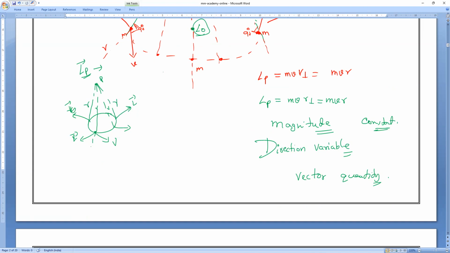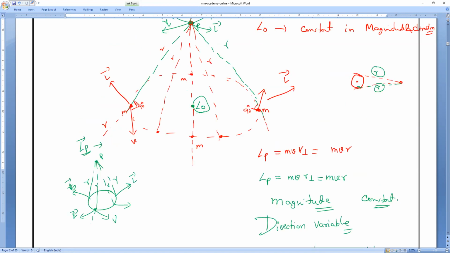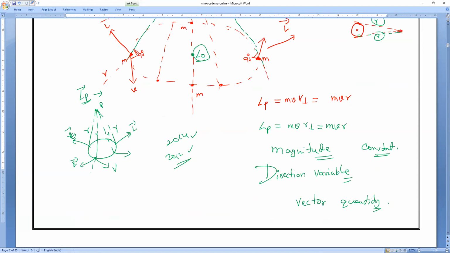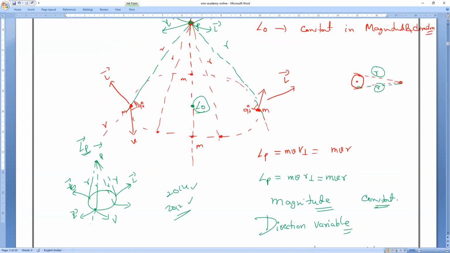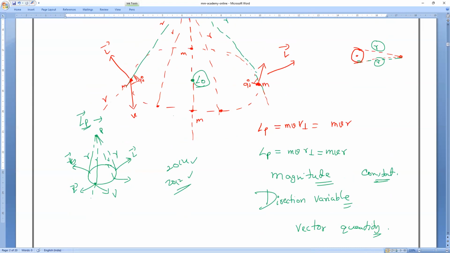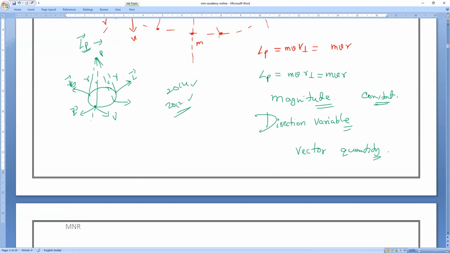Based upon exactly this concept, in 2014 as well as 2012, two years they asked the question. One year they asked about the point outside the circular track. So outside the circular track, if you check the angular momentum, remember at every point the direction of angular momentum keeps changing, but the magnitude remains constant.